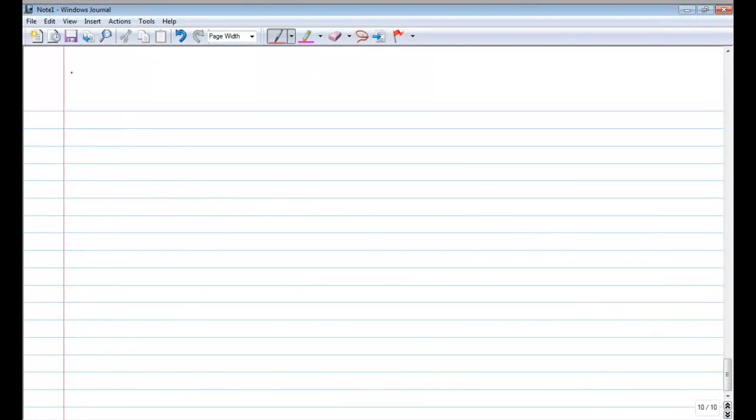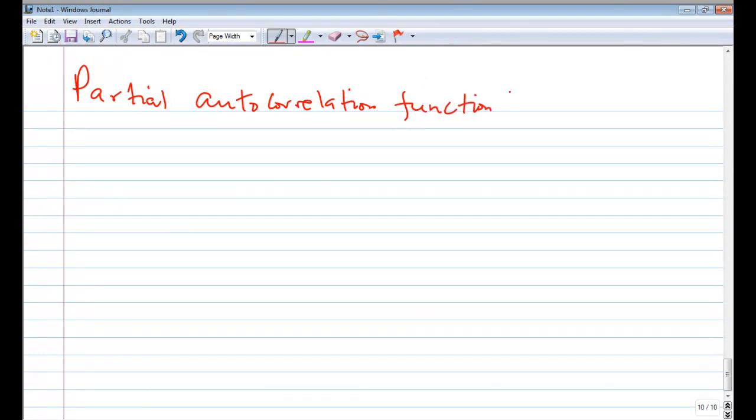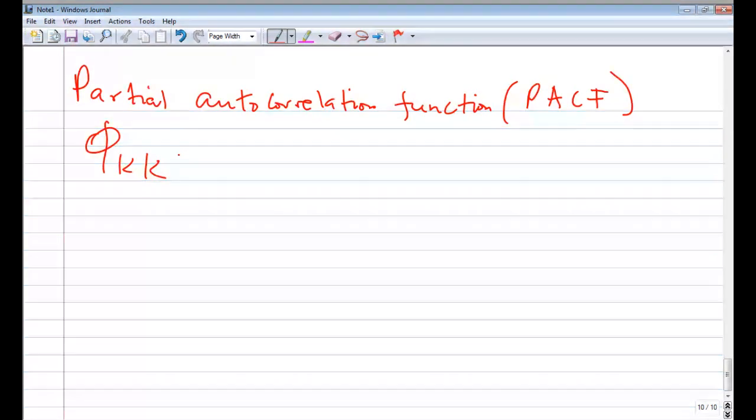Partial autocorrelation function. In short, it is written as PACF, which stands for partial autocorrelation functions, and is denoted by phi kk, which is defined by the correlation of xt.